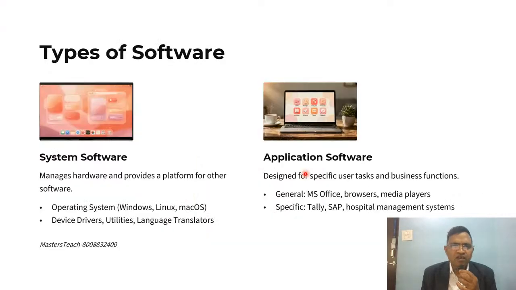Then we'll go to the types of software. There are two types of software: system software and application software. System software includes operating systems like Windows and Linux, then device drivers, utilities, and language translators. Application software includes general ones like MS Office, browsers, and media players, then specific ones like Tally and banking software. These are system software and application software. You have to remember the same.